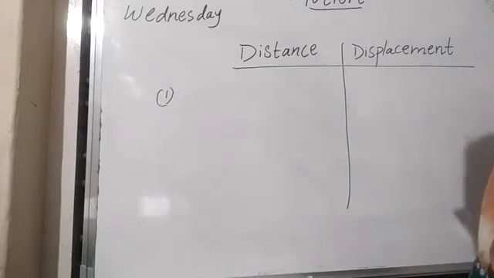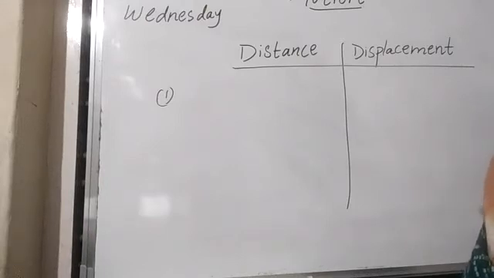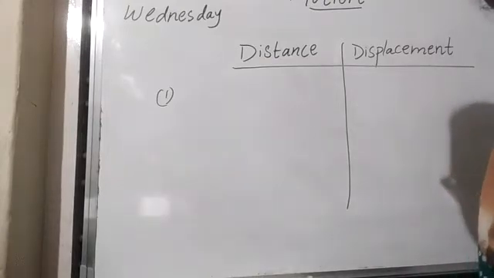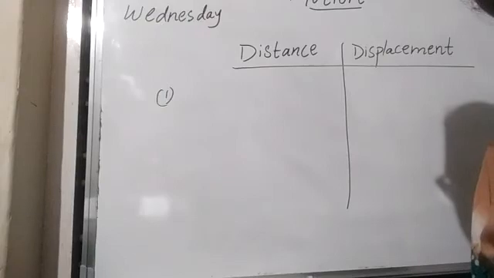Now distance traveled is always positive. The length of the path covered will be positive. And the displacement can be positive, it can be negative, and it can be 0 also. So these are the differences between distance traveled and displacement. Let us see once again. I'll write it on the board now. Look at the board.